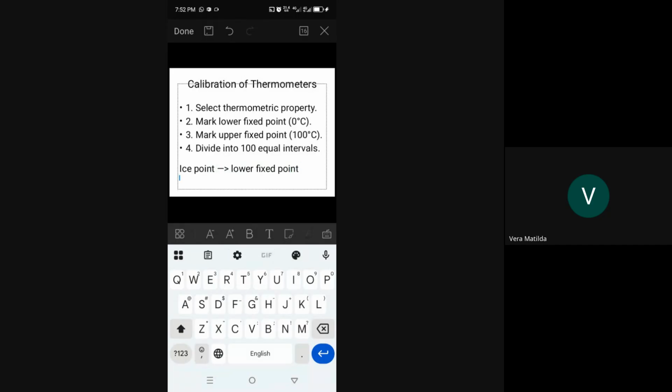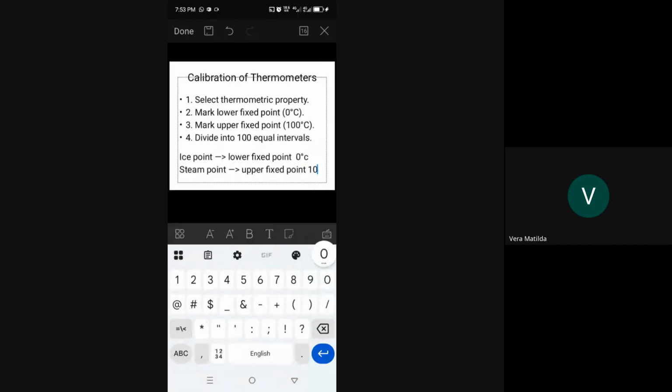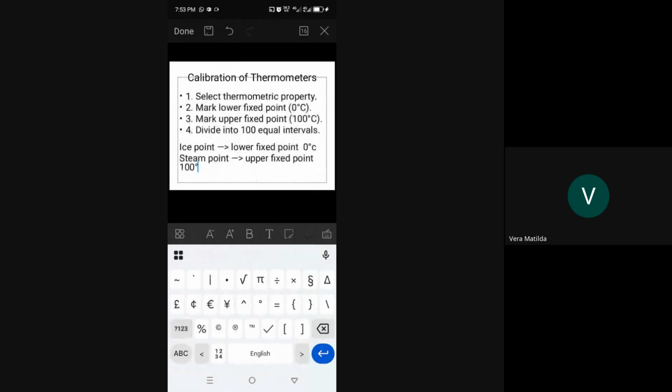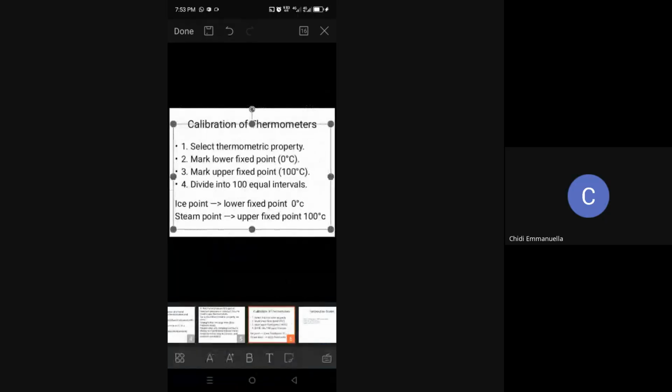While steam point is the same thing as the boiling point of water. Steam point is referred to as the upper fixed point. Now, when you are dealing with water, the lower fixed point, the ice point, is 0 degrees Celsius, while the boiling point is 100 degrees Celsius. Are you still following me? Yes, sir. Okay, thank you. So don't forget these 2 points now.